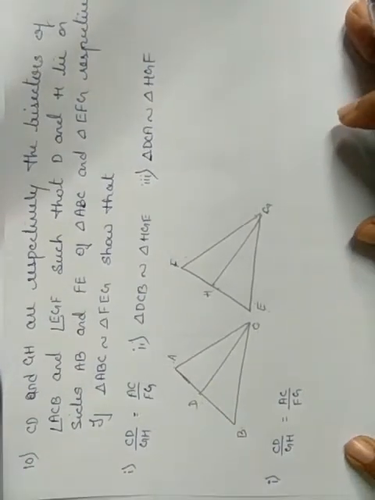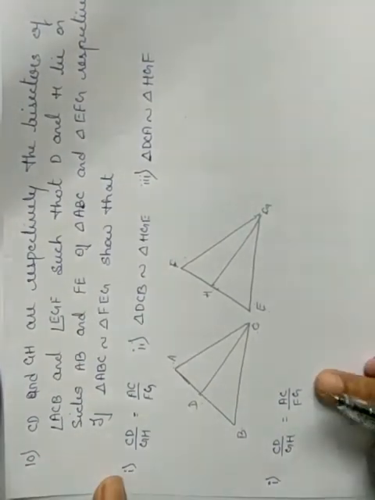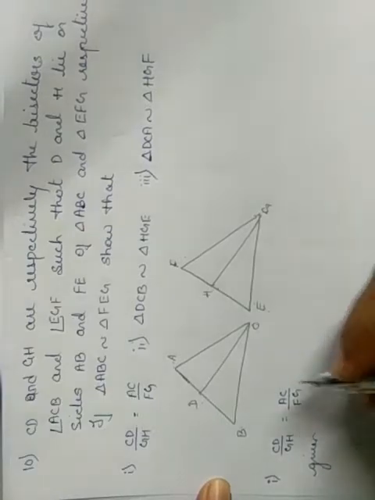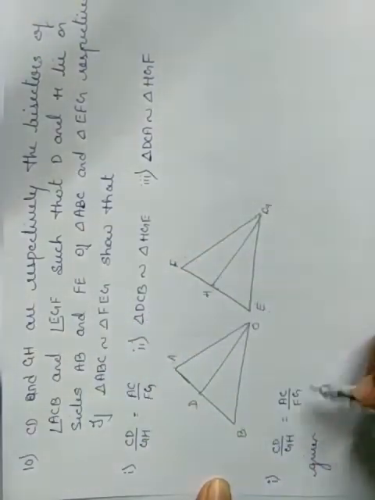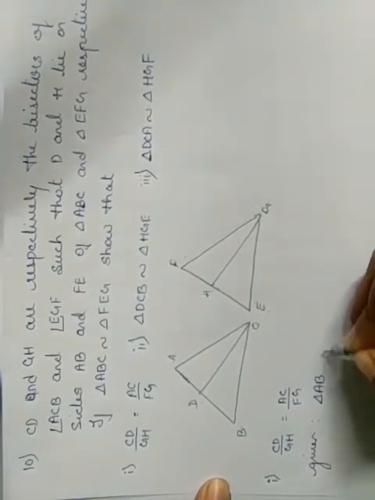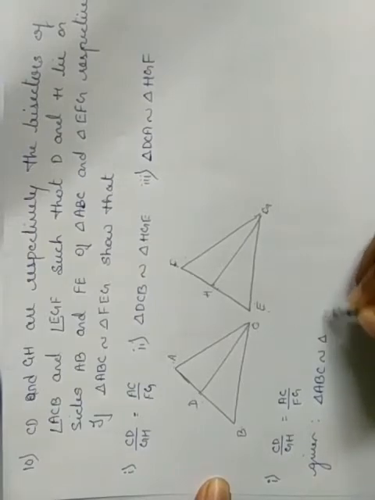We'll solve the first one. To solve this, let us write the given things. Given. What all they have given? They have given angle bisectors. First we'll write two triangles are similar. Given triangle ABC is similar to triangle FEG.